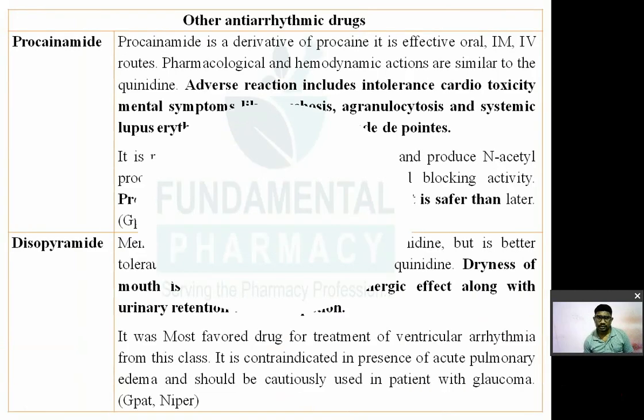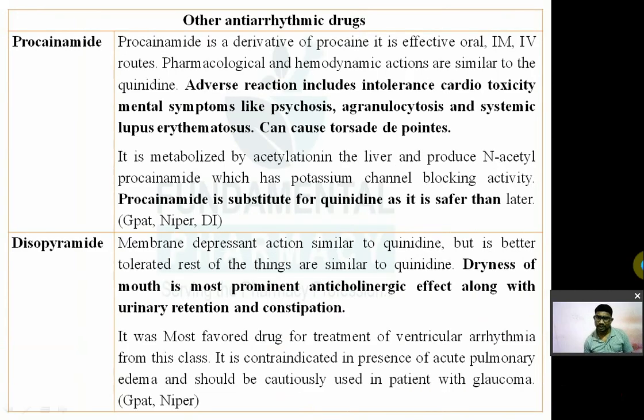Now the next drug is procainamide. Procainamide is a derivative of procaine, the local anesthetic drug. It is effective orally, intramuscularly and intravenously. Its pharmacological actions and hemodynamic actions are similar to quinidine.